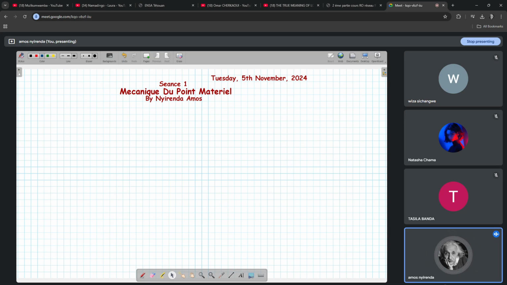Right, so let's look at a few mathematical operations that are going to be very important as we are discussing whatever we're going to discuss in this session, which is cinématique du point matériel. So what is a vector? The first thing that we want to define is the idea of vectors.